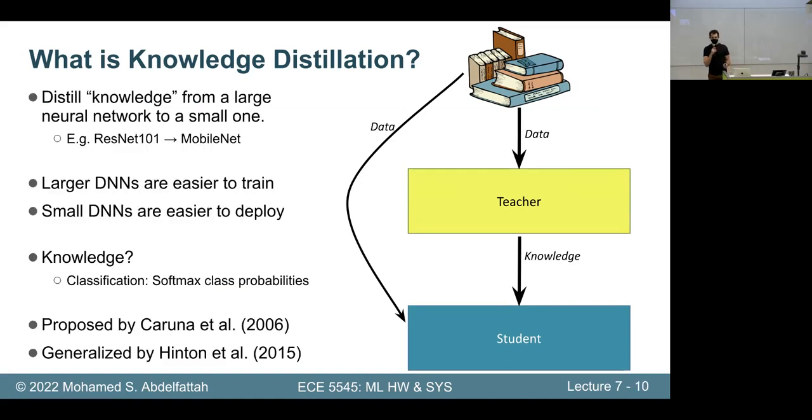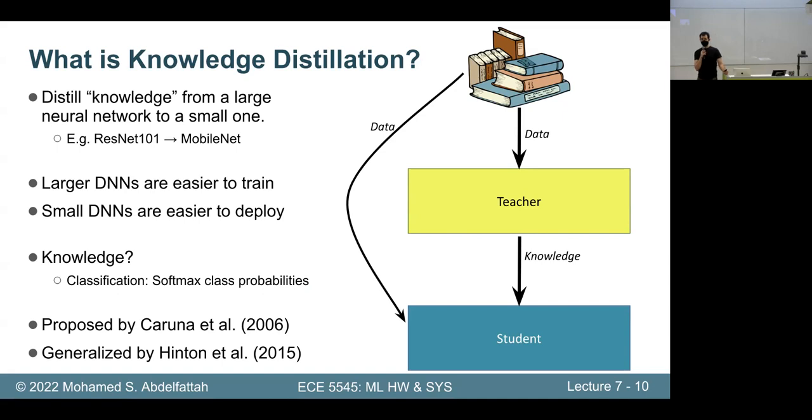So what does this mean for a neural network? I'm talking about teachers and students and people. For a neural network, the teacher is typically a large neural network that has a very good accuracy, right? So in the field of vision and image classification, this would be like distilling knowledge from a huge network like ResNet 101 to a MobileNet, for example. And this example is a bit dated, but let's go with it.